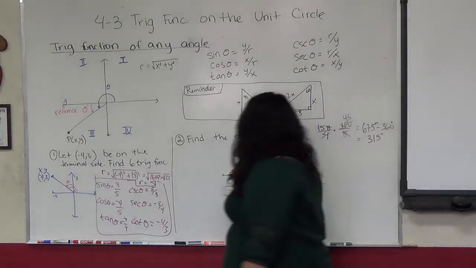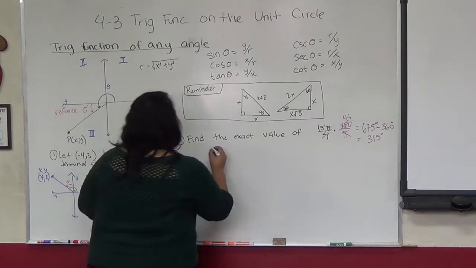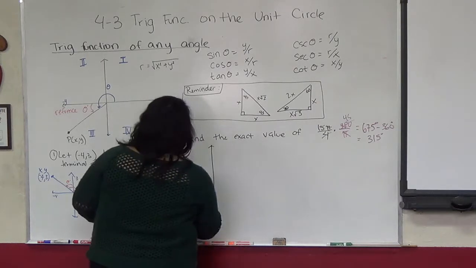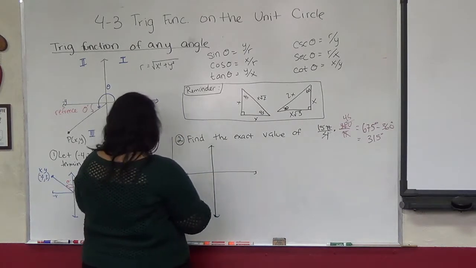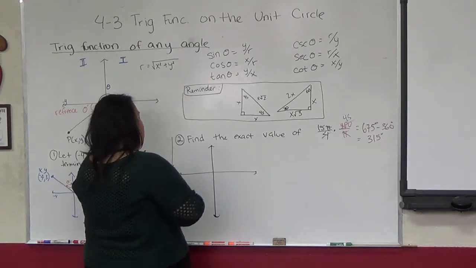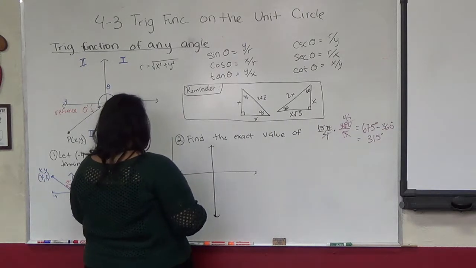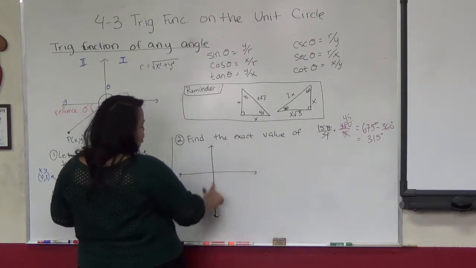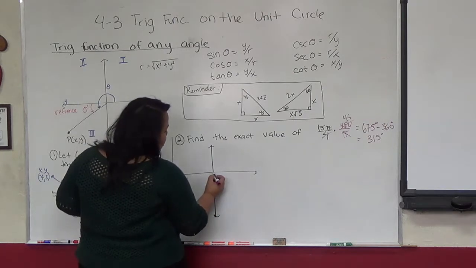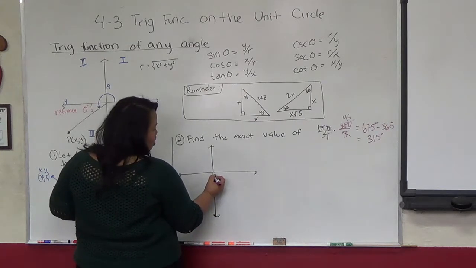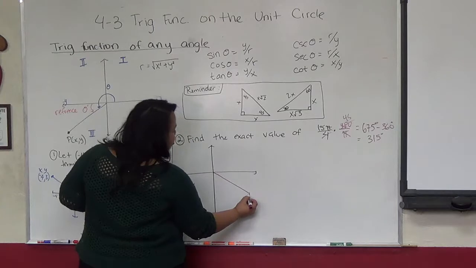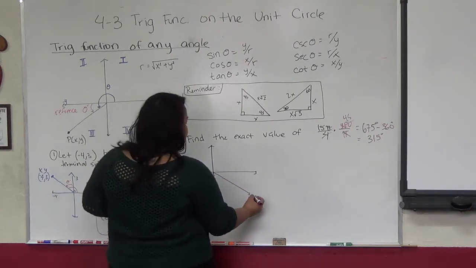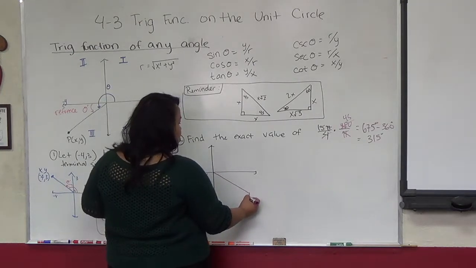315 degrees. So this angle should be in which quadrant? The fourth one, right? Because this is the 270 mark, halfway in between. Yeah, it's negative 45. Okay, perfect. So this is 315 degrees.